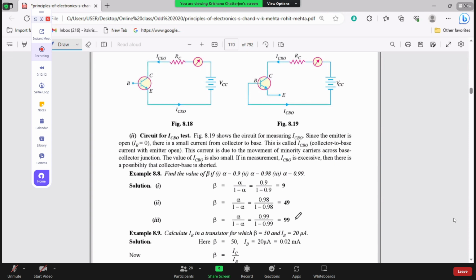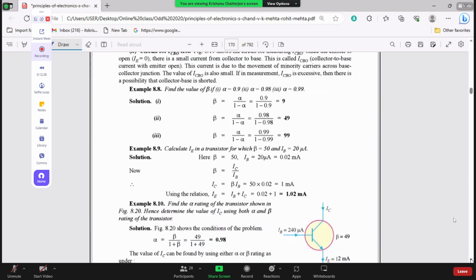So current amplification factor beta is much more. The base current amplification factor is much more than the emitter current amplification factor in CE. Okay, clear? Any questions?